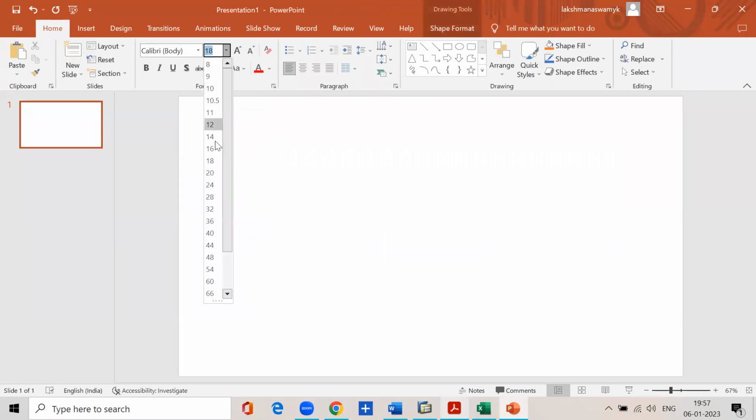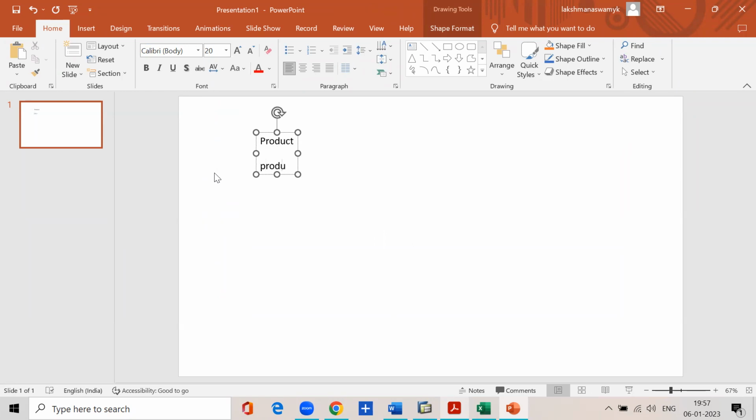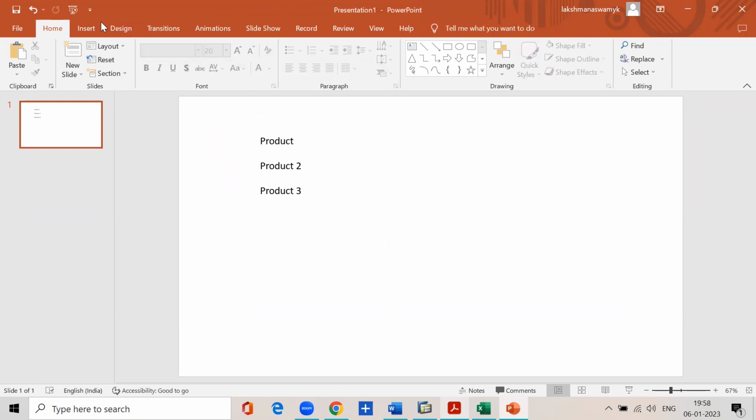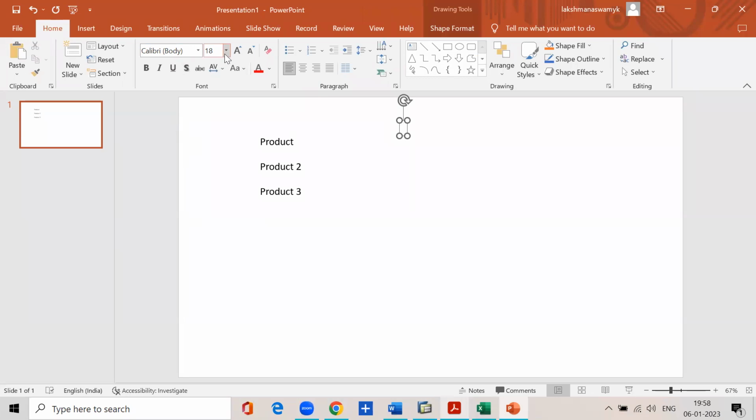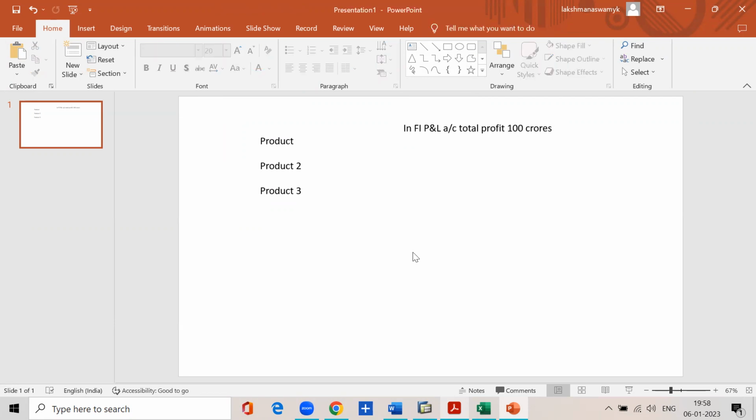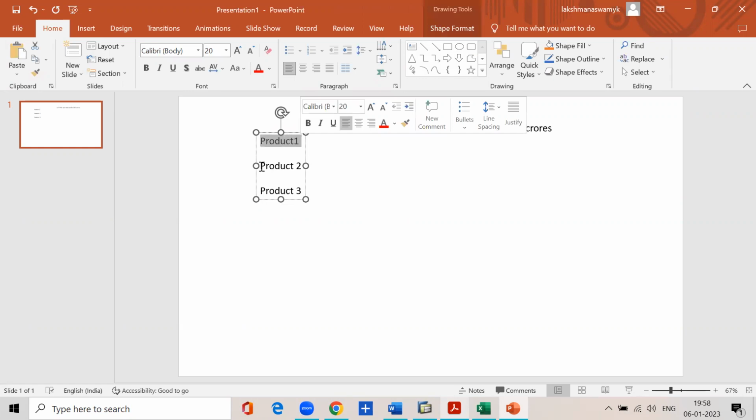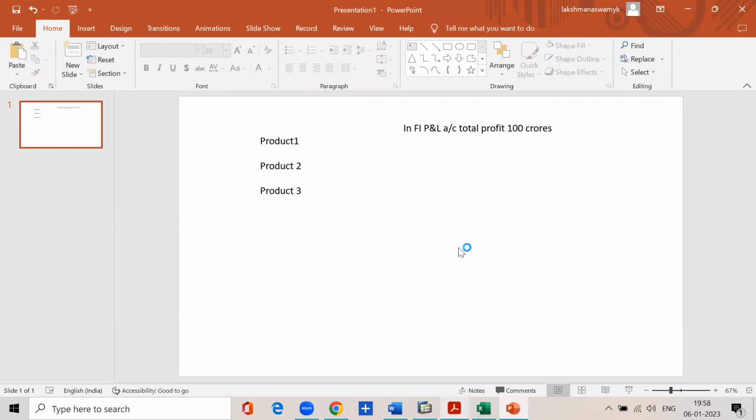See, we have the three profit centers: product 1, product 2, product 3, right? Now, in FI, the P&L account shows a total profit of 100 crores. Right? Now, here in the profit center accounting, the sum of the profits of product 1, product 2, and product 3 should be equal to the profit in FI.